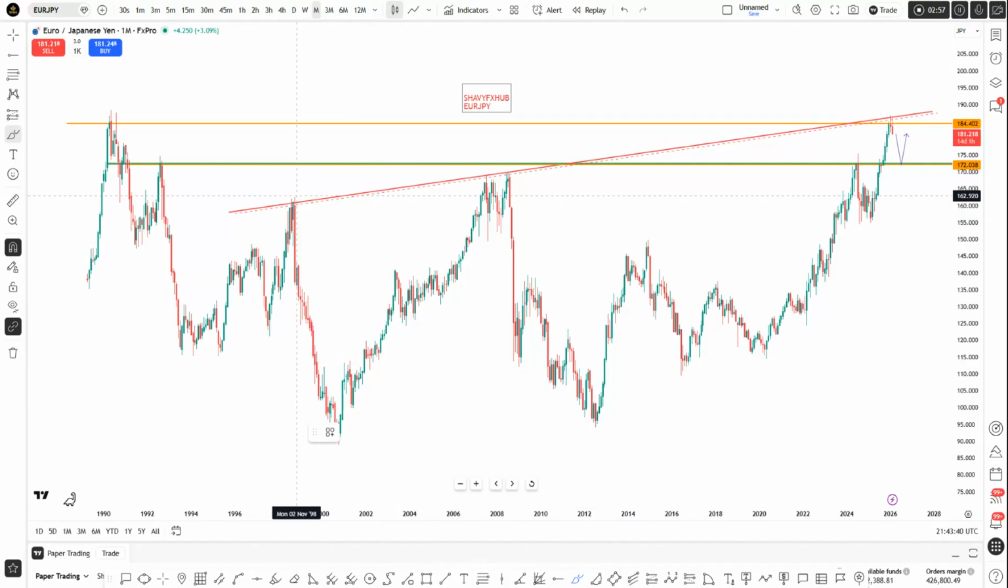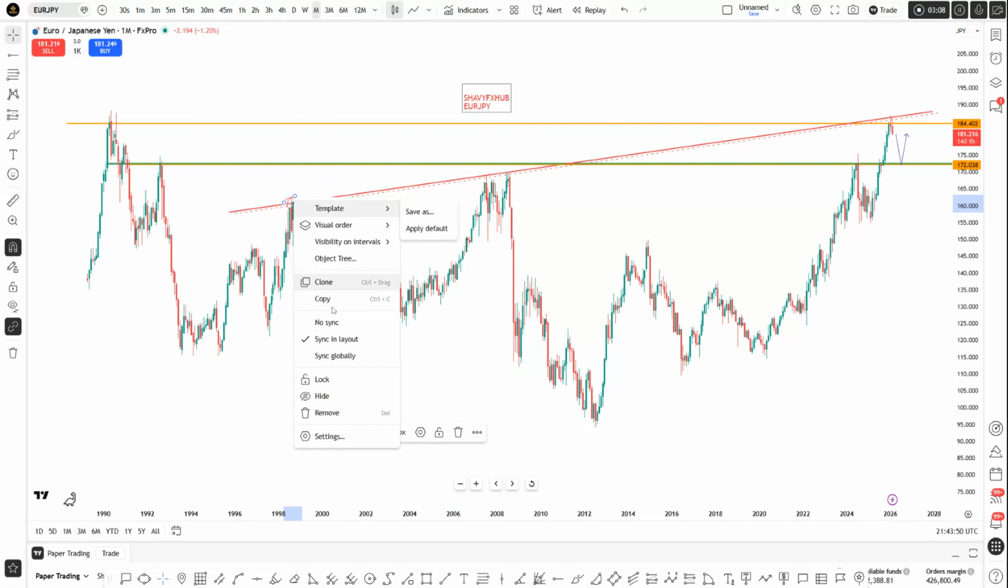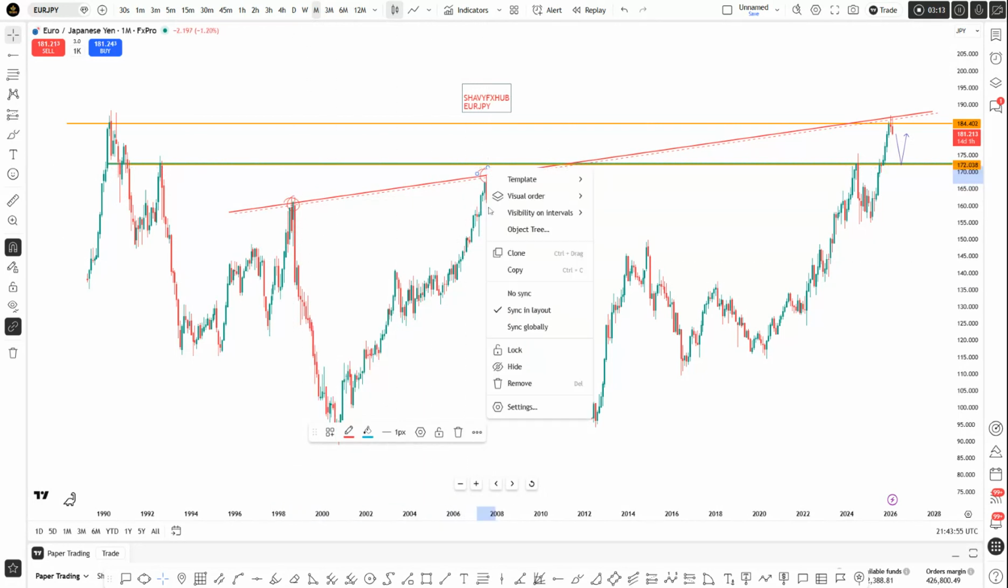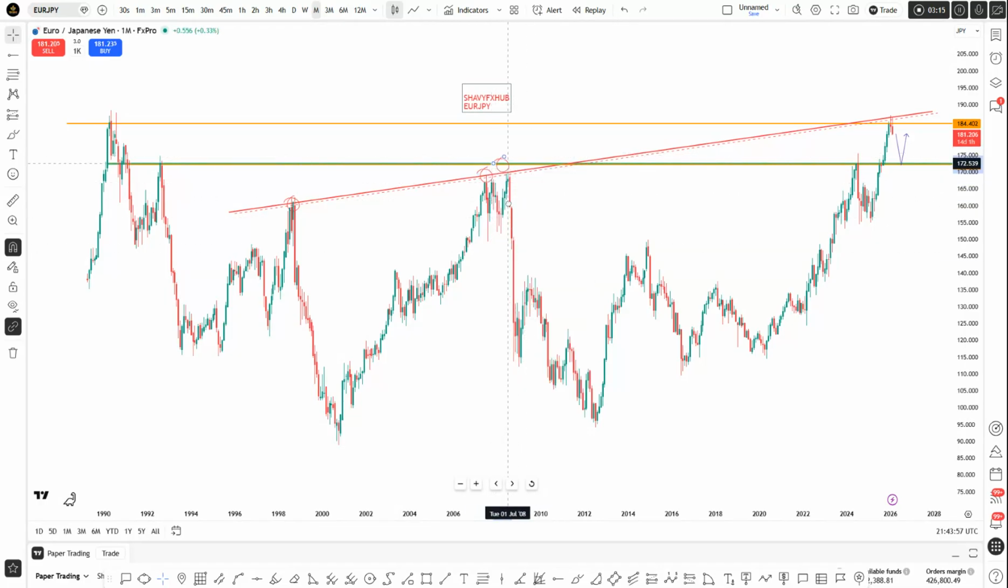We have here in 1989 resistance becomes support and breakout structure, and we have here another resistance becomes support and breakout structure, and we have another one giving us an ascending trend line impetus. That's a monthly ascending trend line. So look at what price did here. Look at the massive drawdown, and price has returned here again.